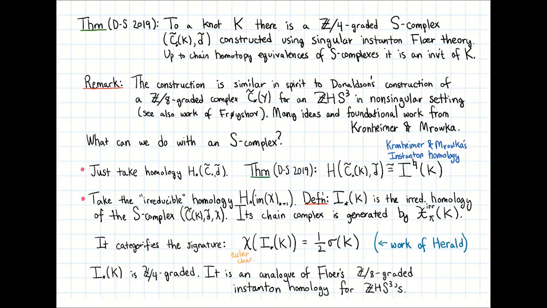This is a Z mod 4 graded abelian group. It has the very nice property that it categorifies the signature, or half the signature, in the sense that if you take its Euler characteristic, then it's equal to 1/2 the signature. And this really follows from work of Chris Herald. I star of K is also important because it really is the direct analog of Floer's Z mod 8 graded instanton homology for integer homology 3 spheres.